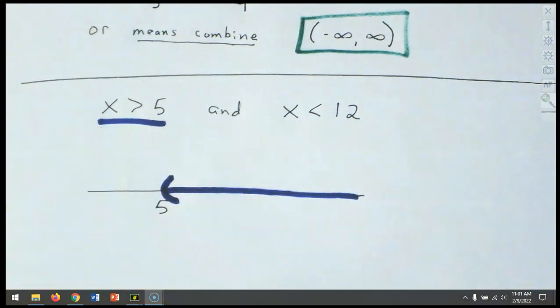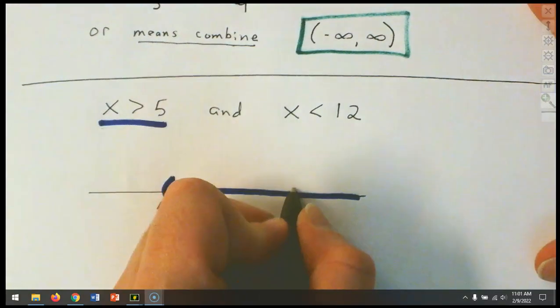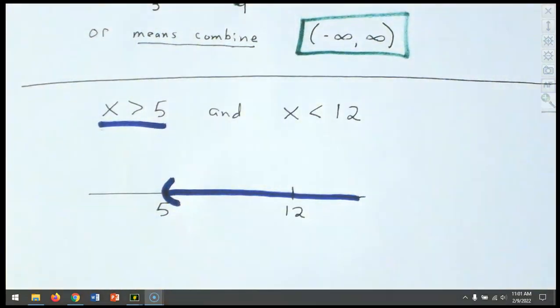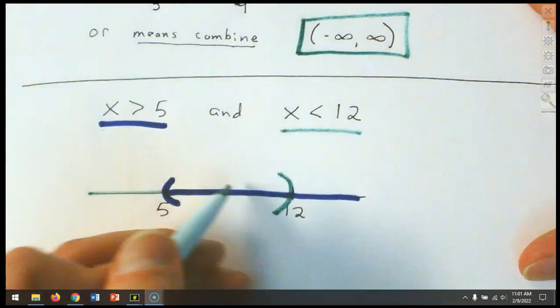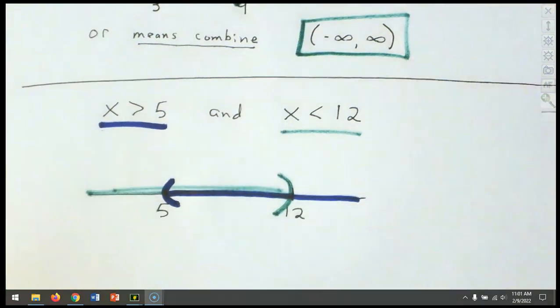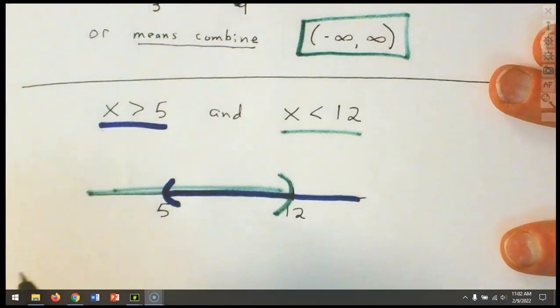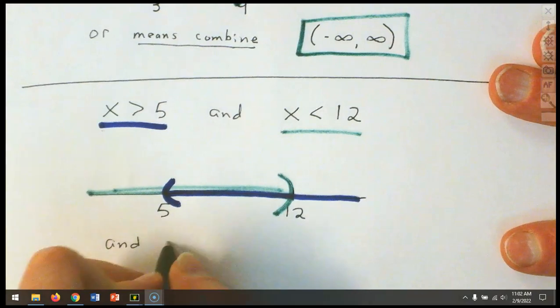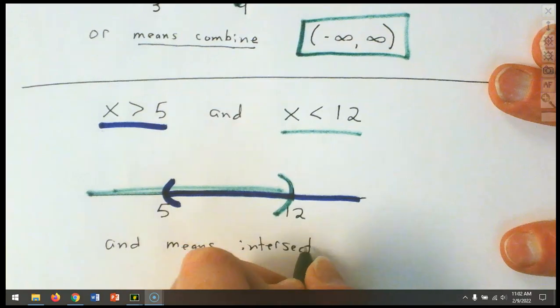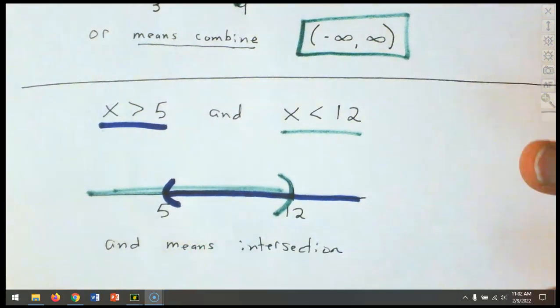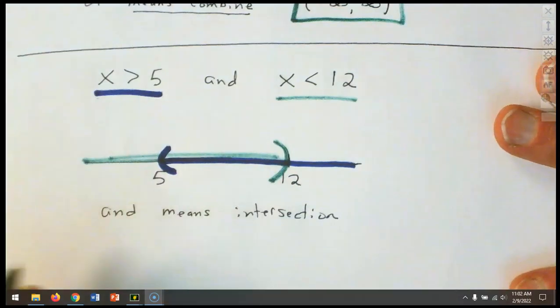What about the other one? Okay, 12, and it is pointing where? It is pointing to the left, so I'm going to use the green here. Now, what's the difference? When we had the or, what did the or mean? We put it all together. Okay? Now, what does the and mean? And means the intersection. It's where they overlap. And if it's an overlap one, then what does that mean? It means the intersection where they overlap.